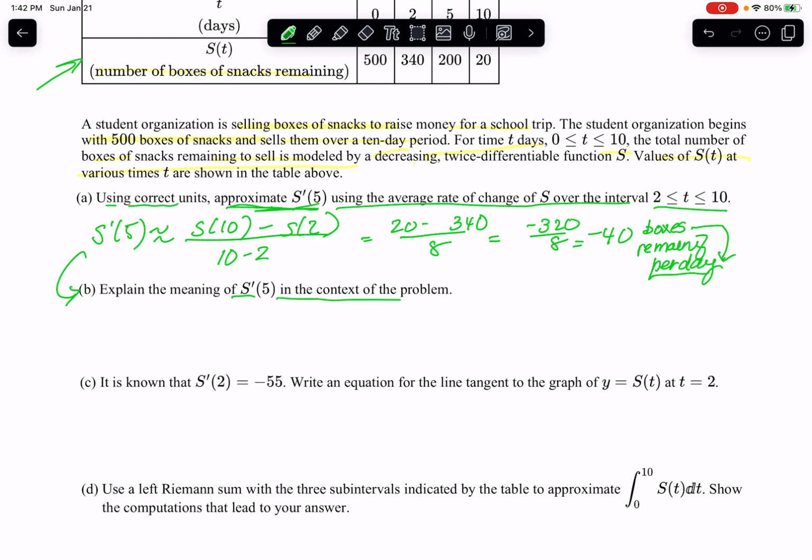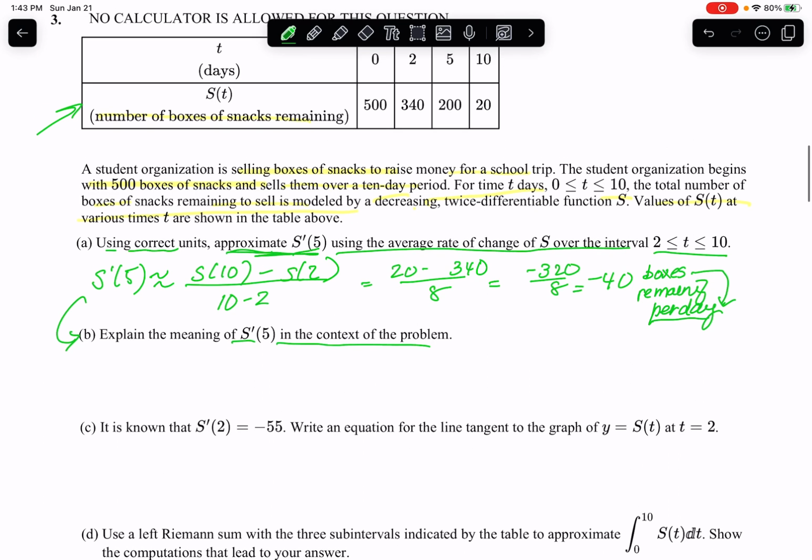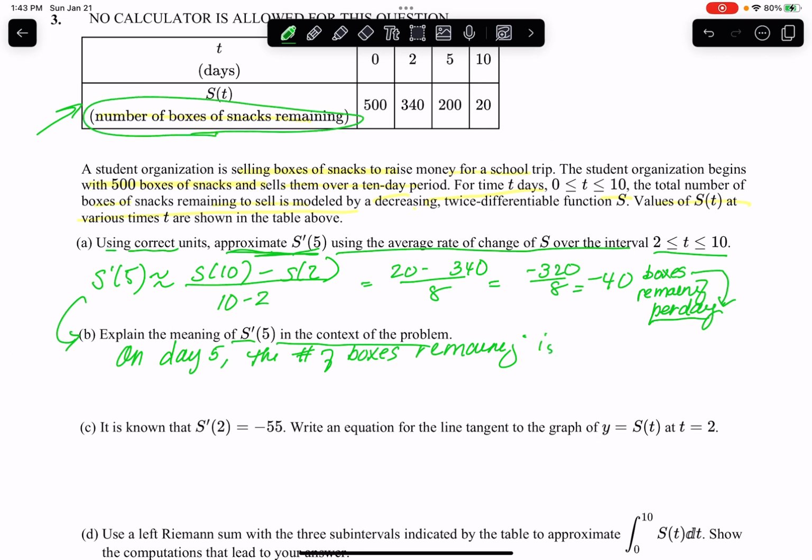Explain the meaning of S prime of 5 in the context of the problem. So now we have to say that on day 5, the number of boxes remaining is, and then say increasing or decreasing, at a rate of 40 boxes per day. There we go.